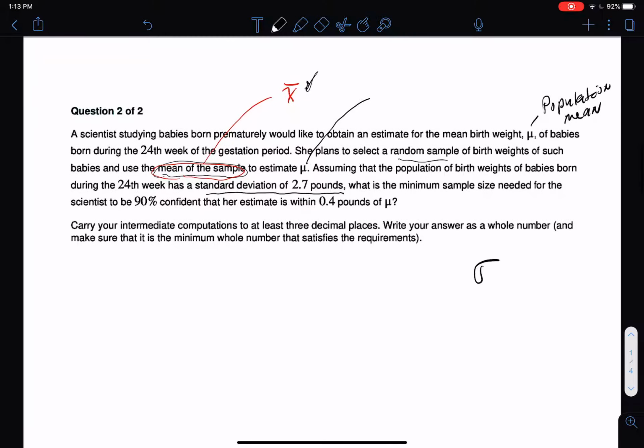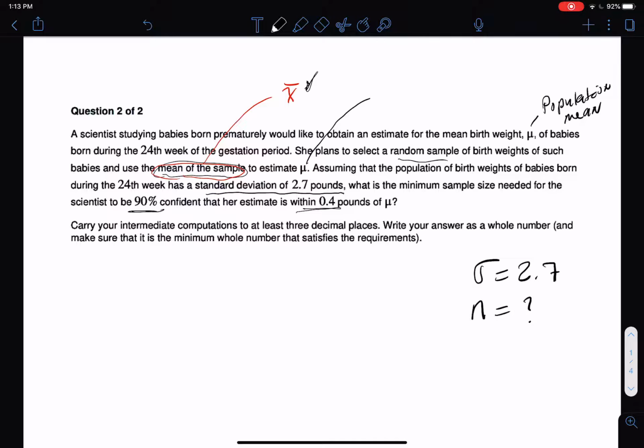Let's write that down here. It has a population standard deviation of 2.7. What is the minimum size needed for a scientist to be 90% confident that her estimate will be within? Okay, so we've got all these little pieces. What's the minimum sample size? So really what we're looking for on this problem is n.